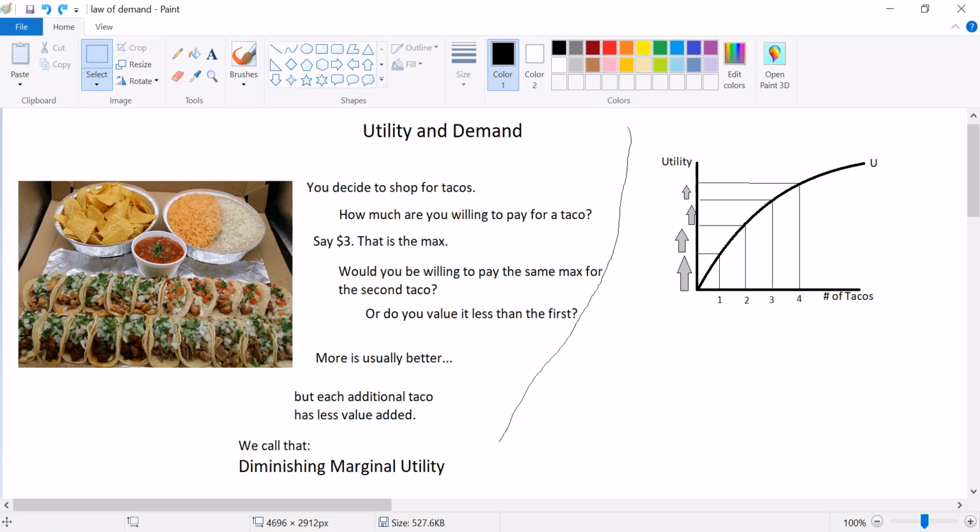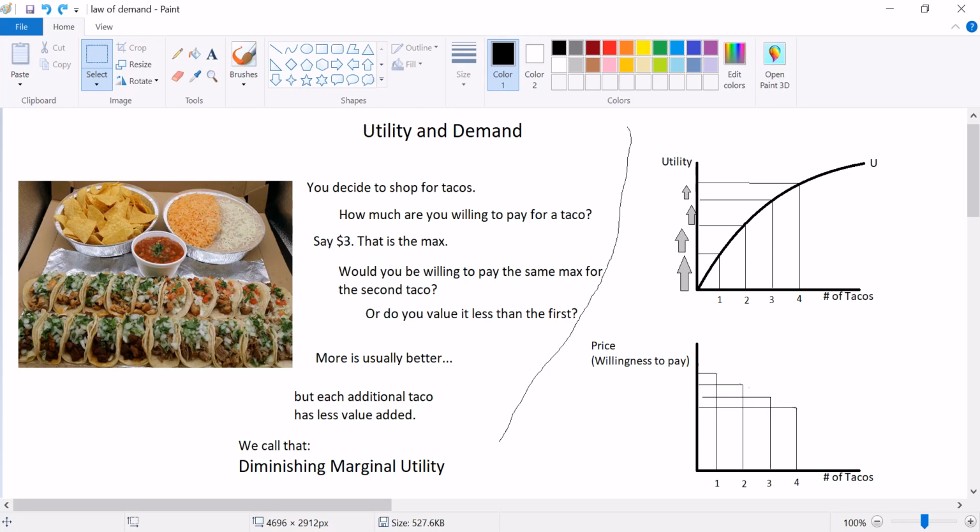How does this relate to our demand curve? Well, we're still going to have quantity of tacos on the horizontal axis, but now let's put price, or our willingness to pay, on the vertical axis. Of those four tacos, which one had the biggest marginal utility? The first one. The first one gave me the highest benefit, so that's the one I want to pay the most for. Each one after that gives a smaller and smaller benefit, so my maximum willingness to pay for each additional taco is less and less.